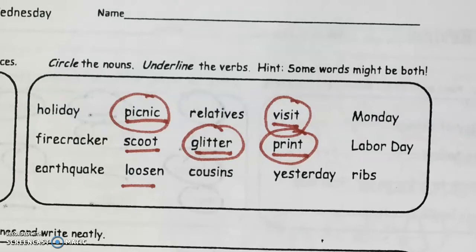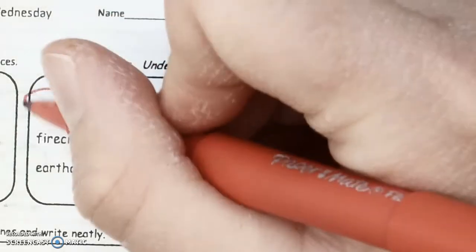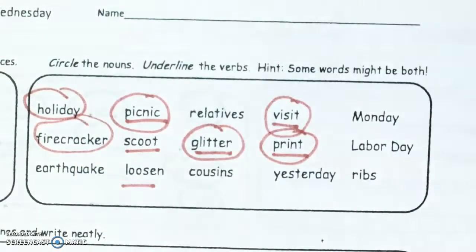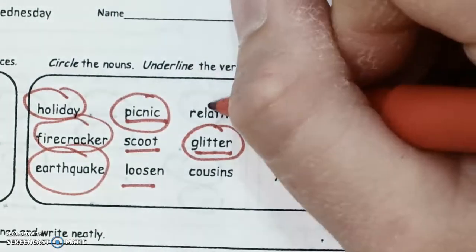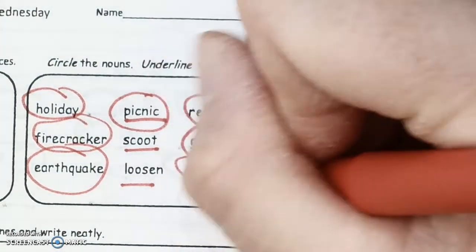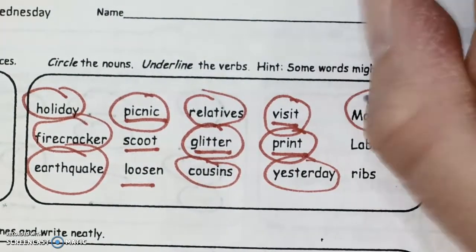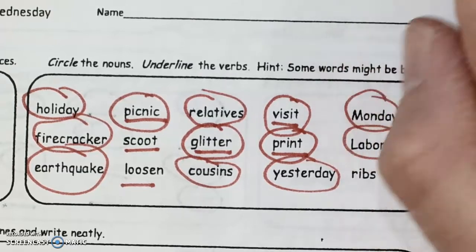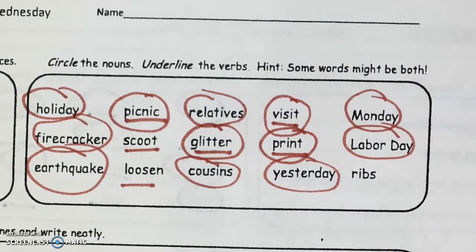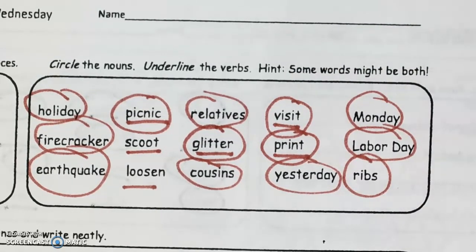So now let's look at the other ones, okay? So holiday is a thing, firecracker is a thing, earthquake is a thing, relatives are people, cousins are people, yesterday is a thing, Monday is a thing, it's a day of the week, Labor Day is a holiday, it's a thing that's coming up next week, and then ribs on your body, part of your skeleton, those are things, okay? So this one had a good many that were both, so you just have to kind of stop and think about which words mean what in the sentence, okay?